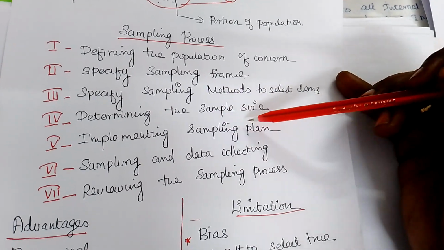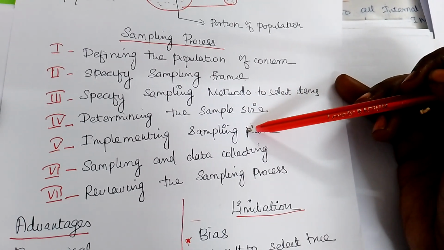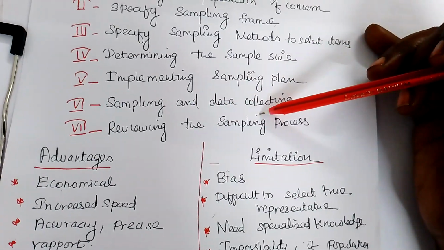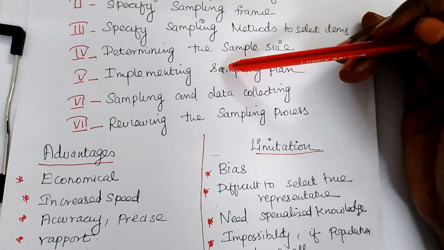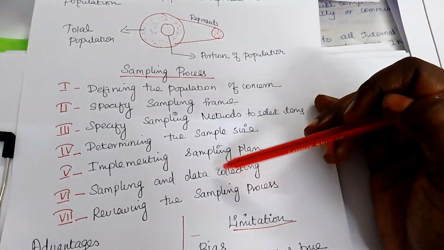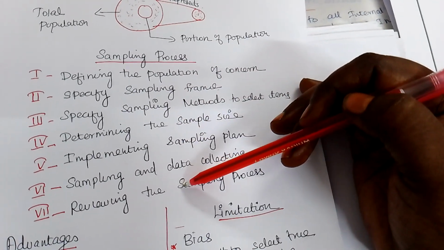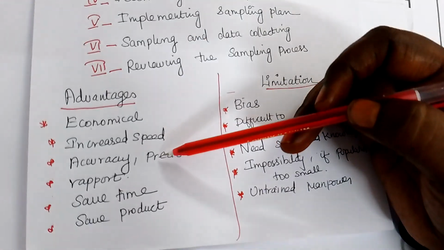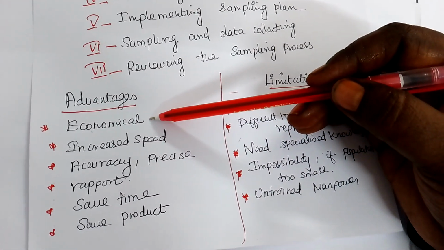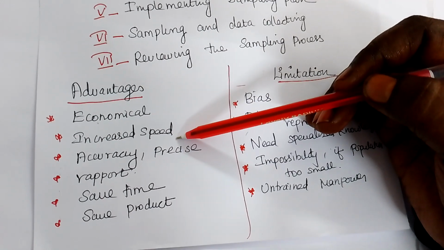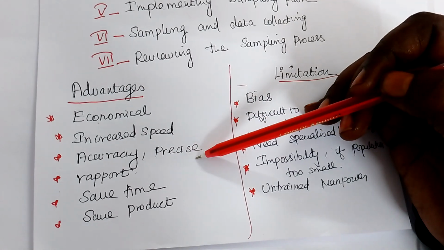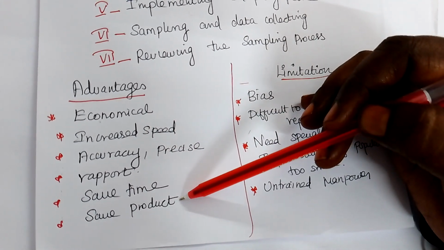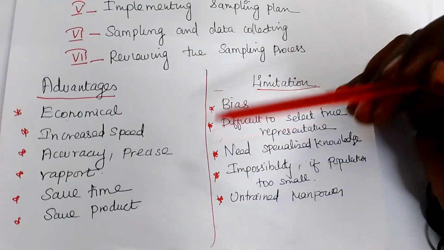Then implement the sampling plan. What plan are you going to implement, random table or whatever it may be. Then sampling, data collection and reviewing the sampling process. Is it correct or not? You will be checking it. This is one overview of the sampling process. What are the advantages of sampling? As I told you in the beginning of my class, it is economical, cost effective, increases the speed, it should be accurate, precise, builds rapport, and saves time and saves products. So you are not wasting, isn't it?